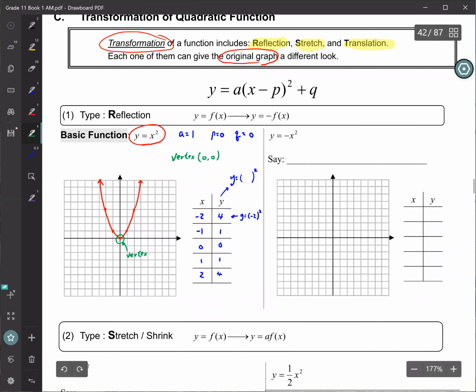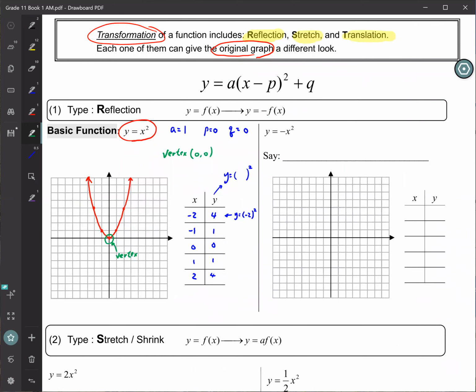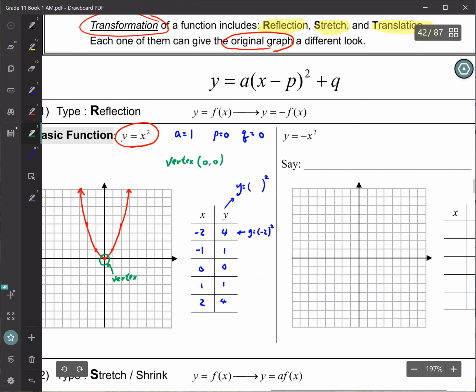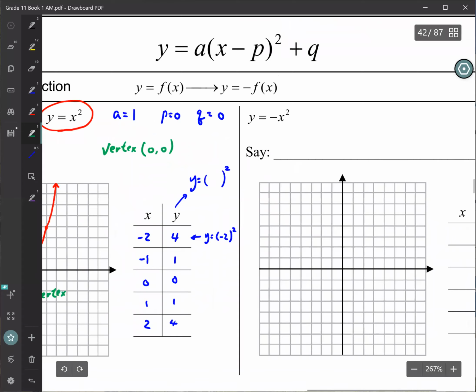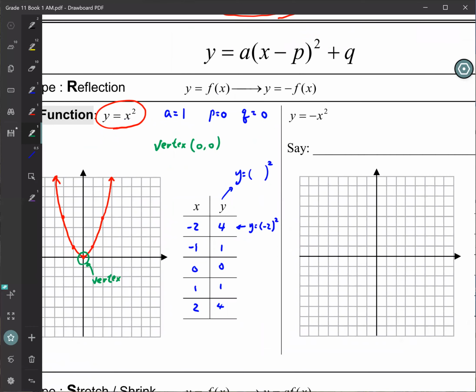Okay, so now we are starting to add stuff in, to change things. The first one, type 1, is called reflection. So reflection is flipping. Let's take a look at how this one will change the graph. This time we have a different APQ.